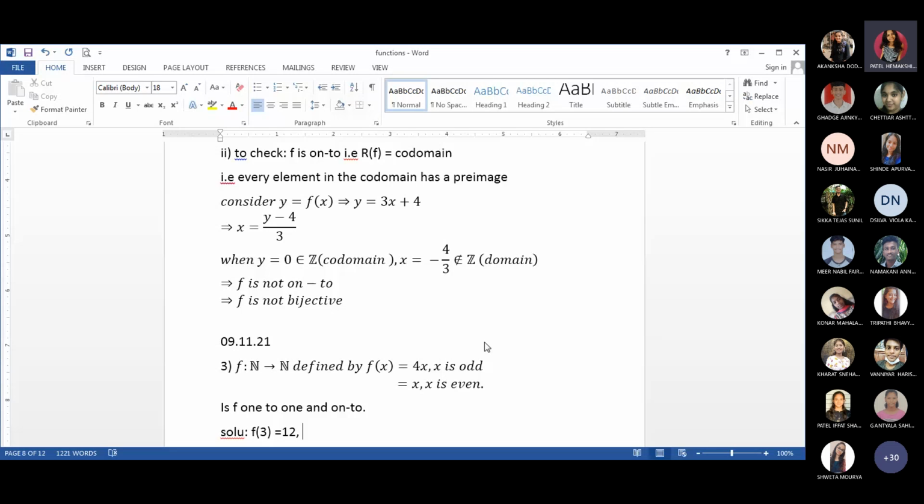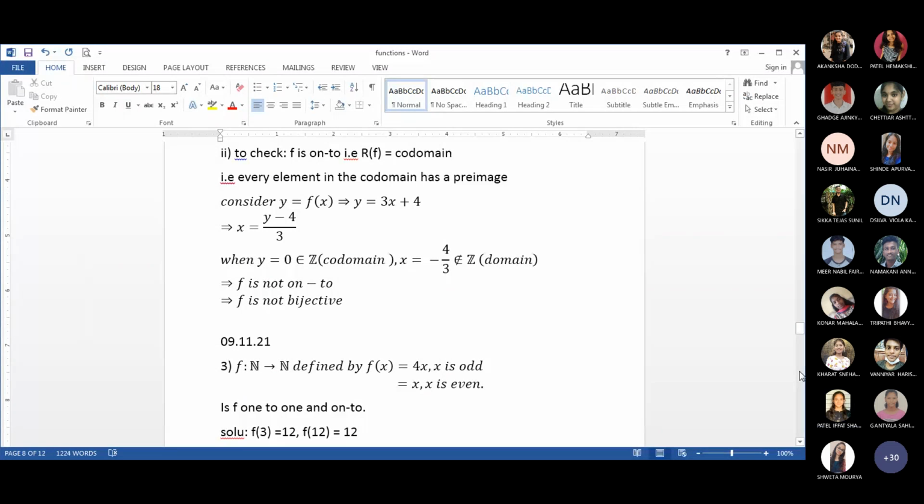Yes. 12 is also a natural number, right? And what is f of 12? What will f of 12 be? 48. 48. How come? I think I heard some other answer. What was the answer? 12. Can you repeat? 12 itself. 12. Okay. f of 12 is 12.